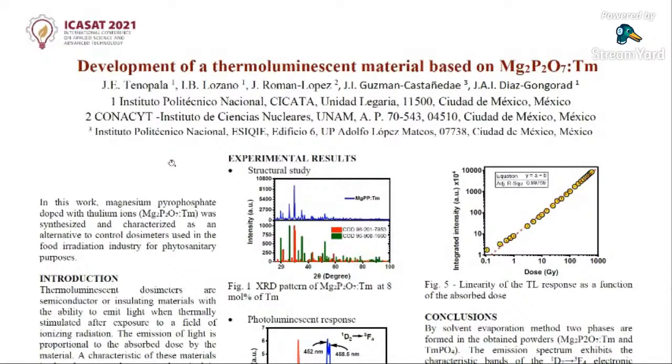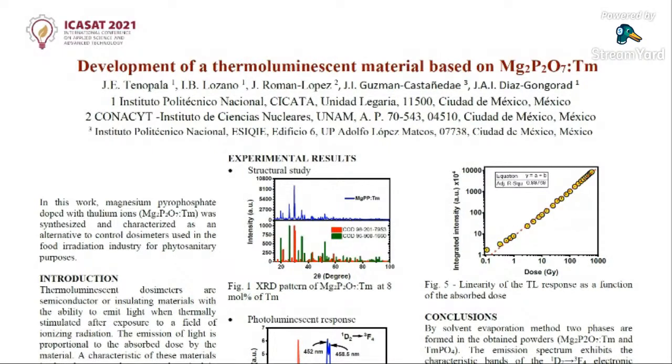The development of new thermoluminescent dosimetric materials is of great importance. Materials are required without dependence on the type of ionizing radiation and environmental factors. The proposal in this work is the synthesis and thermoluminescent characterization of magnesium pyrophosphate doped with thulium ions. The material was synthesized via solvent evaporation from 0 to 10 mol% doping with thulium ions.